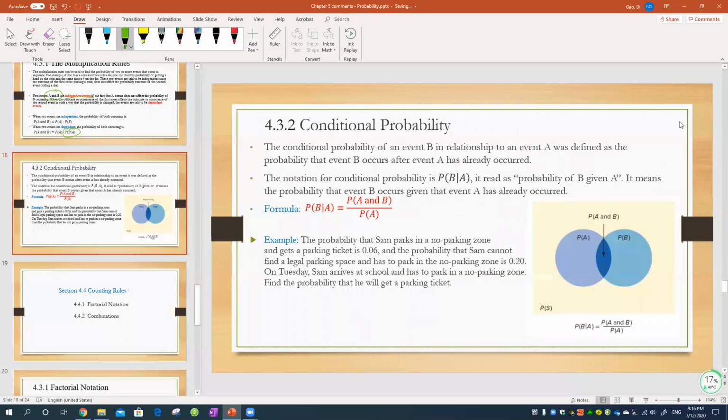The conditional probability of an event B in relationship to an event A is defined as the probability that event B occurs after event A has already occurred. The notation for conditional probability is probability of B given A. This little bar here, it's a line actually, we call it given, read as given. Probability of B given A. Then we have the following formula for this conditional probability.